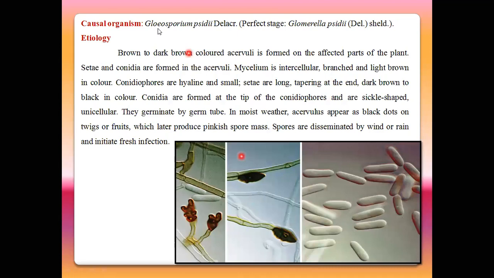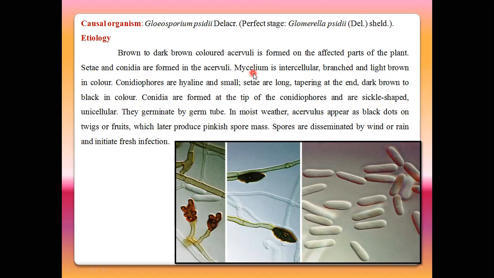Then the causal organism is Gloeosporium or Glomerella. This fungus develops the acervuli. Acervuli means asexual spore fruits. So this is the asexual spore fruit in which the conidia and setae develop.